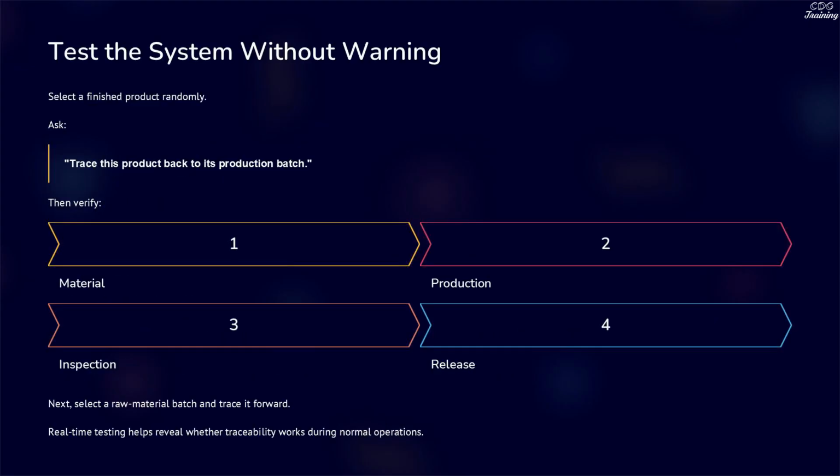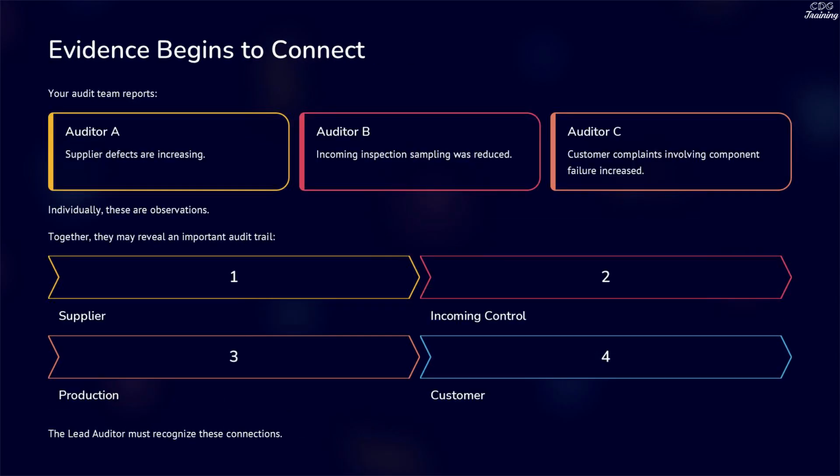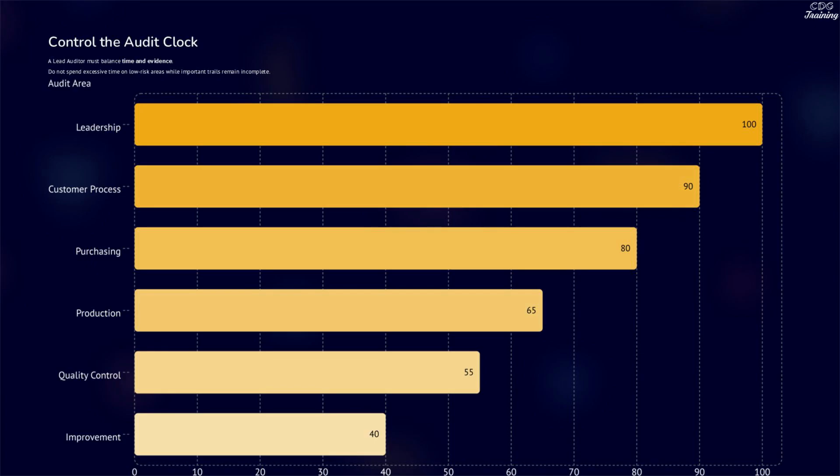Test the system's traceability by selecting products randomly, revealing how well processes work under normal conditions. Connect individual audit observations to form a comprehensive understanding of the system's performance. Control the audit clock by focusing on key areas like leadership and customer processes to ensure a thorough audit.